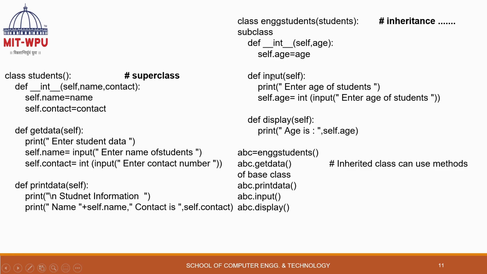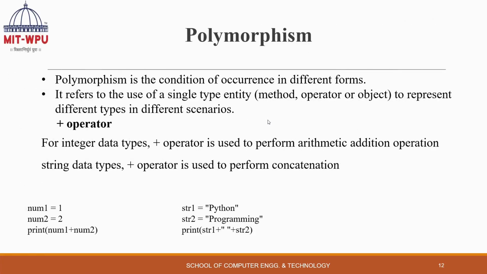So this is a simple example of inheritance. Two classes are declared here, student and engineering student. The student class has three methods: init method, get data method, and print data method. And the engineering student class has three methods: init method, input method, and display method. This is the object ABC of the engineering student class. This object has access to the get data method and the print data method of the parent class, and it has access to the methods belonging to its own class also. So this is the example of inheritance.